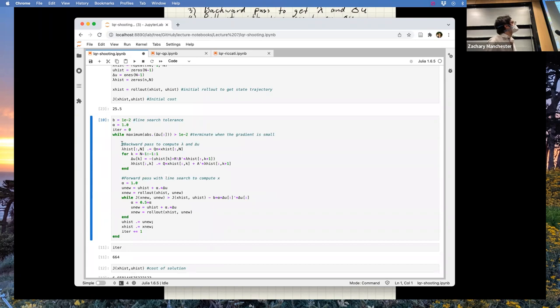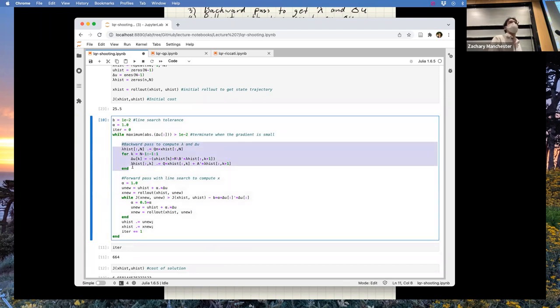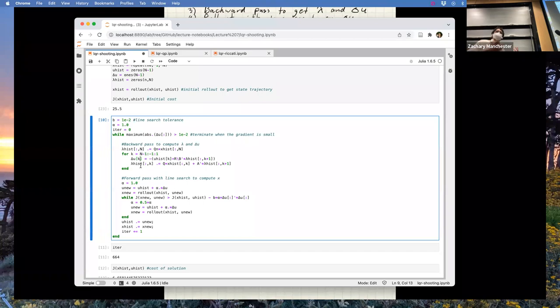This is the backward pass, the backward Pontryagin thing, right? We're going backwards and computing the delta U's and the lambdas backward in time, exactly like I just wrote down. You can think of these as the Hamiltonian gradient terms from Pontryagin, where I plug in the LQR stuff and this is what I get. So this is going backwards, and then I go forward again with a rollout with a line search.